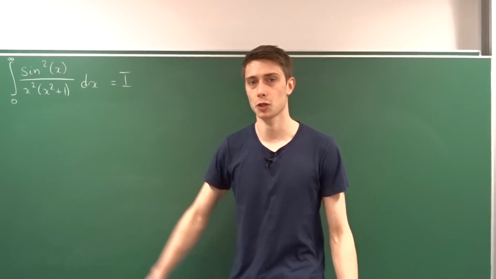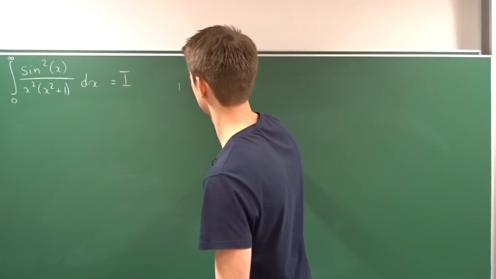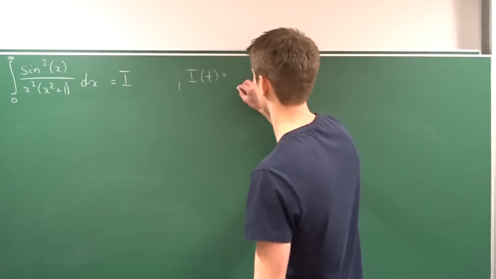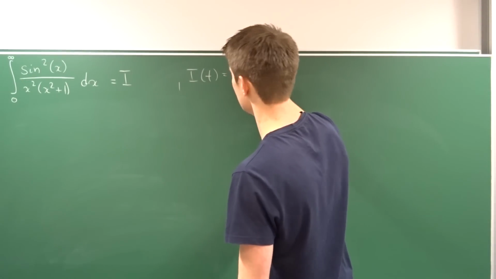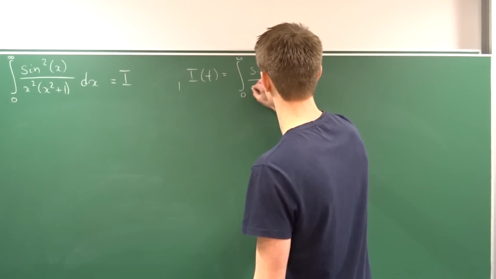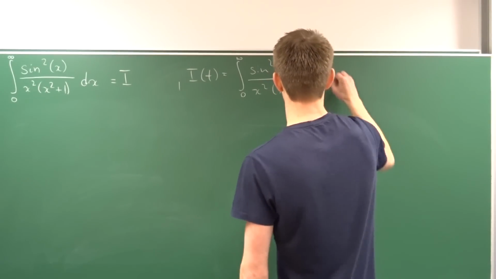This bad boy right here, what could we do with it? Maybe we could introduce a parameterization at first. Let's call a new integral I in terms of t, and we are going to define it as follows. That's the integral from 0 to infinity of sine squared of t times x over x squared plus 1 dx.